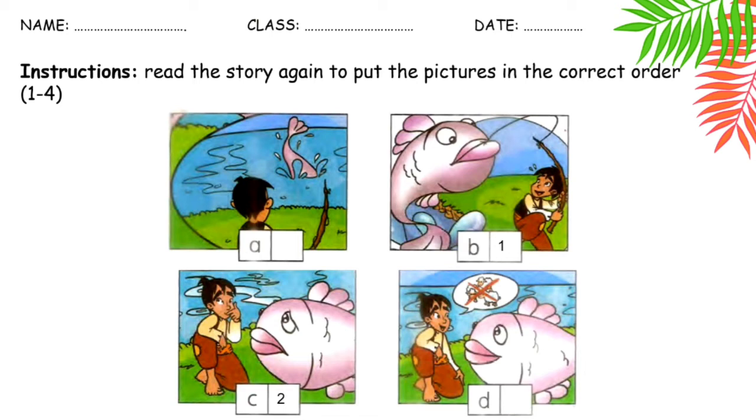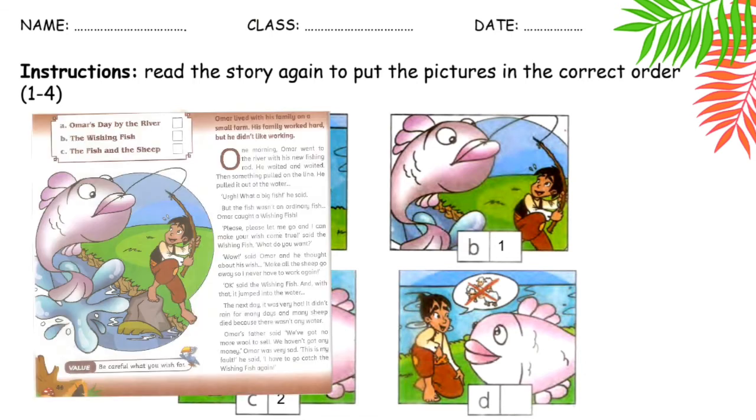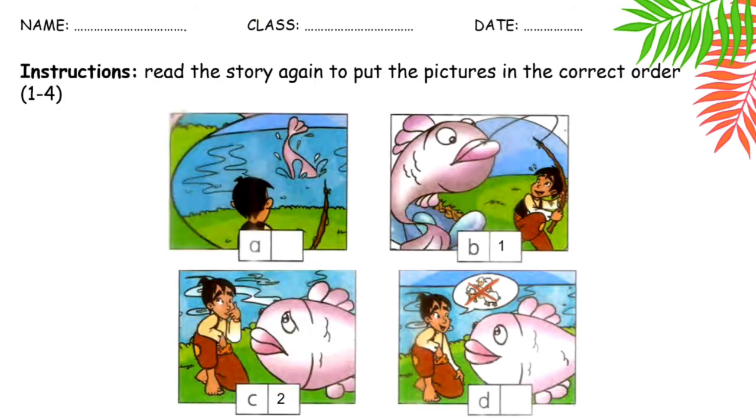Okay, let's continue. Whoa, said Omar, and he thought about his wish. Make all the sheep go away so I never have to work again. Okay, so which one is number 3? Good job, my dear. It is D. D is the third picture. So obviously, A is the last picture, number 4.